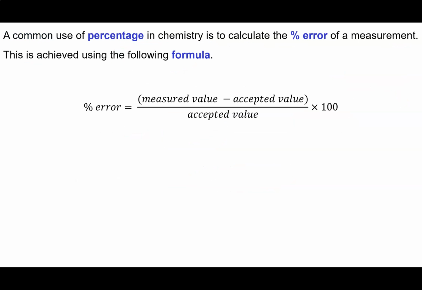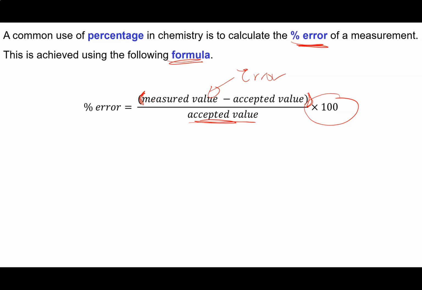All right. Another use of percentage that you'll see in chemistry is to calculate the percent error of a measurement. And to do that, you're going to use the following formula. So the error is just the difference between your measured value and the value that is accepted as being correct. So this is your error part. And then we're going to express that as a percentage of the accepted value, and then we're going to times that by 100 in order to do that. So it's the measured value minus the accepted value. That has to be in parentheses, don't forget that, divided by the accepted value times by 100.